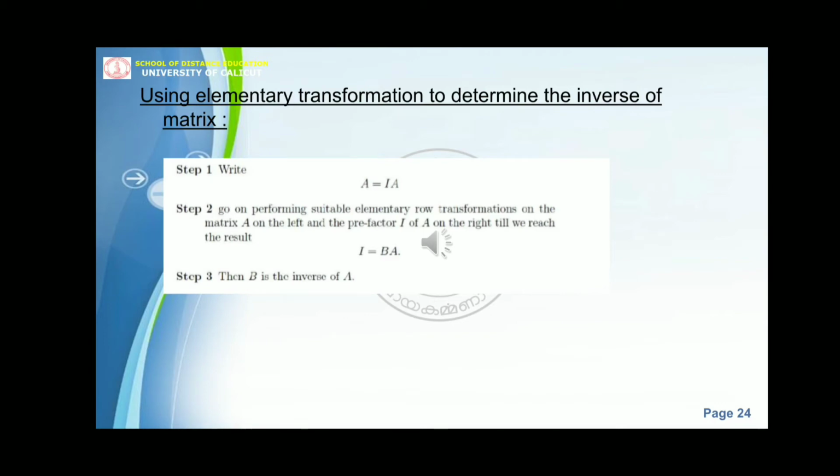Now, we will use elementary transformations to determine the inverse of a matrix. Suppose we have to find the inverse of matrix A. The first step is to write A = IA, where I is the identity matrix. The second step is to perform a suitable set of elementary row transformations on matrix A on the left and the prefactor I of A on the right till we reach the result I = BA. Then B is the inverse of the matrix A, which is the result we needed.